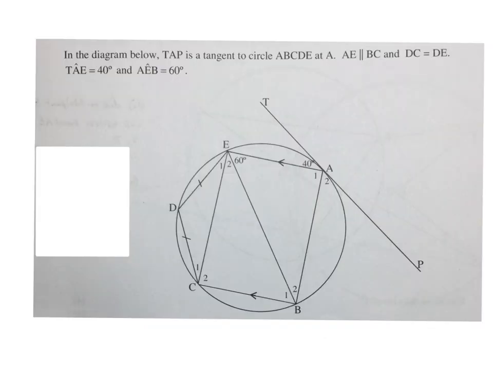The first part of the question says, in the diagram below, TAP is a tangent to the circle. So that red line over there is a tangent. Next they said AE is parallel to BC. So those two red lines are parallel and they've indicated it with arrows. Next they said DC is equal to DE. So those two lines of that triangle are equal. Then they said angle TAE is 40 degrees. They indicated it there for us. And angle AEB is 60 degrees. They indicated it over there for us.